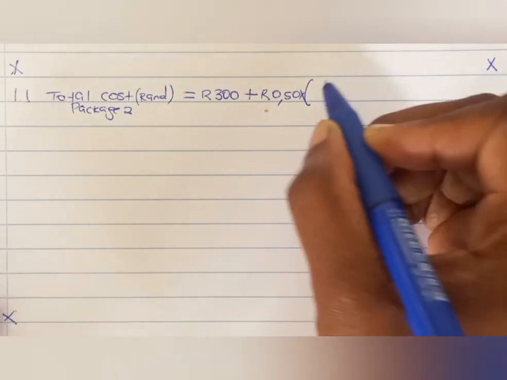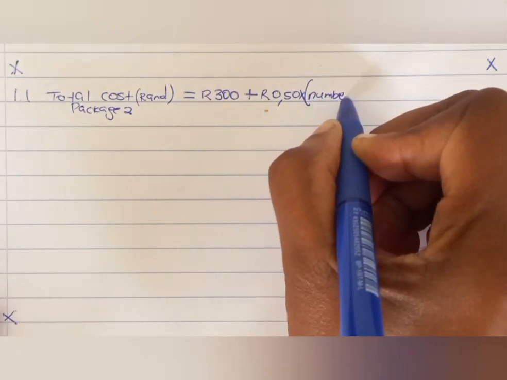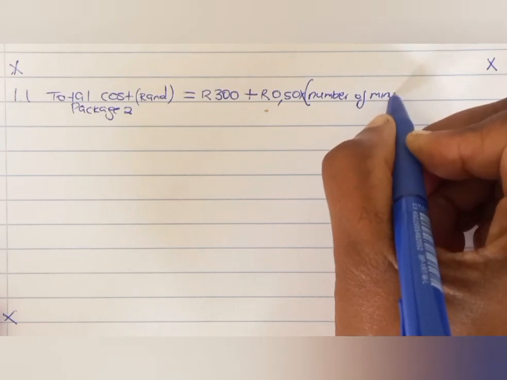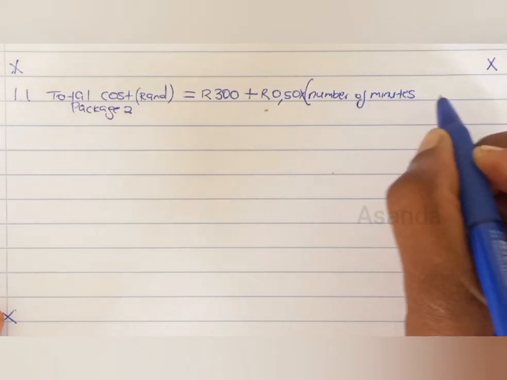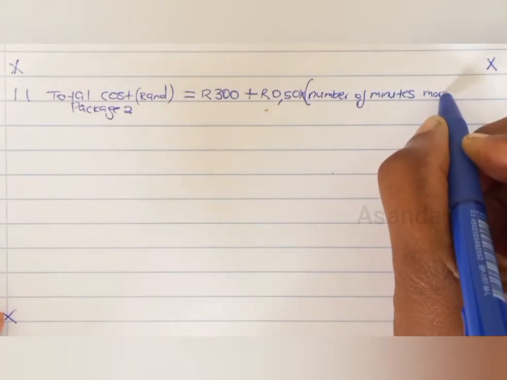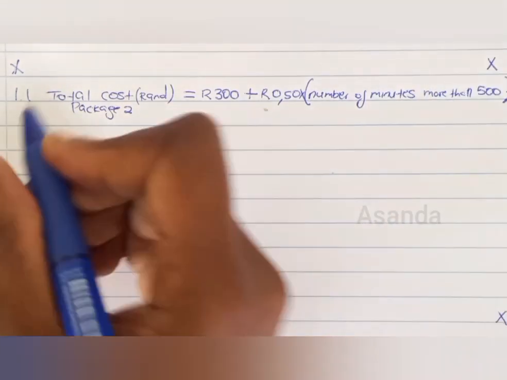So the number of minutes. They said the minutes that are free is 500. So this time I'm going to say number of minutes more than 500. So 1.2.